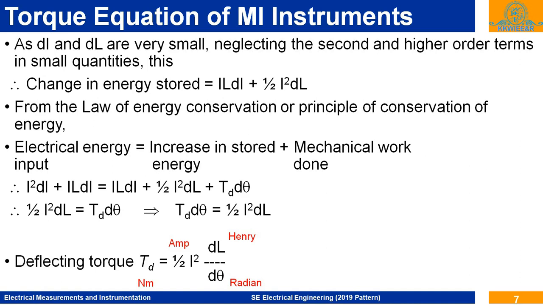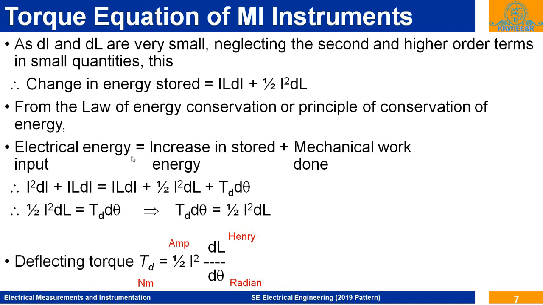So this equation, the change in the stored energy, becomes current multiplied by inductance di plus 1/2 I square dl. After simplification of the previous equation, we get IL di plus 1/2 I square dl. Now from the law of conservation of energy, electrical energy is equal to the increase in the stored energy plus mechanical work done.